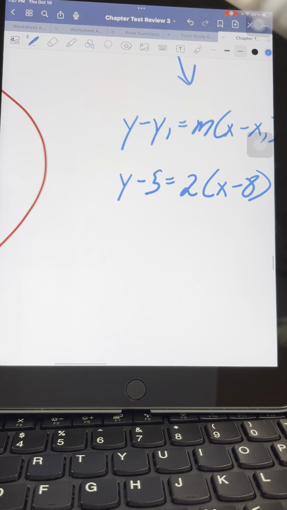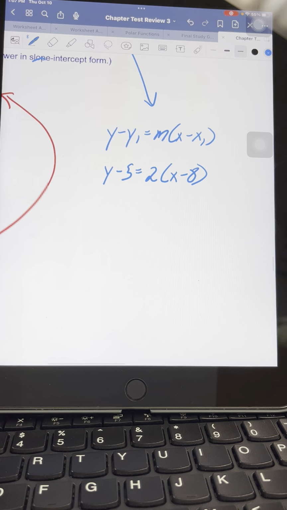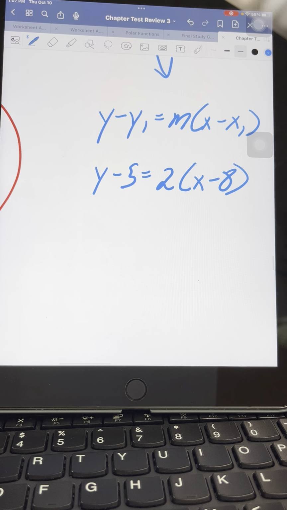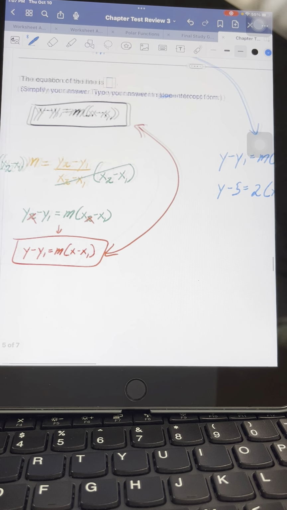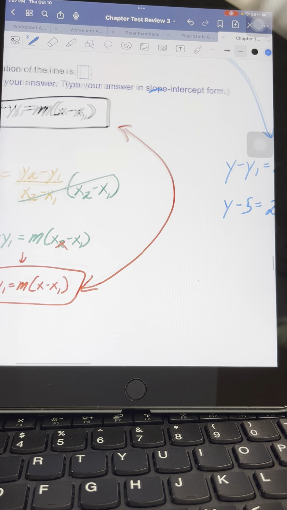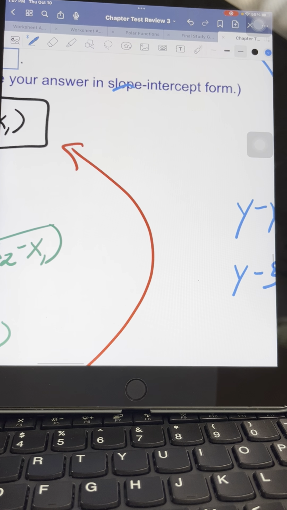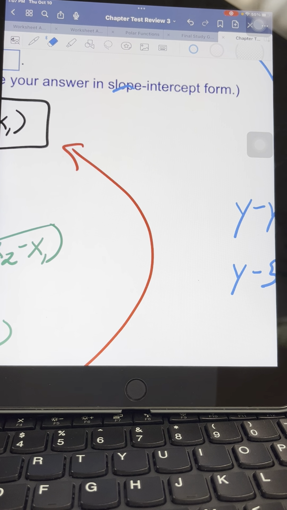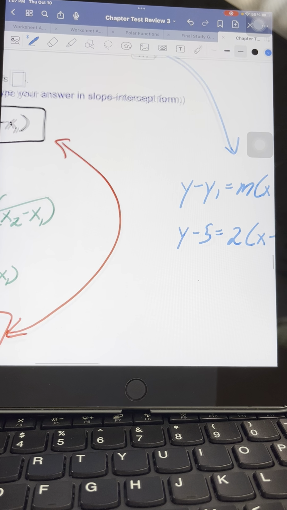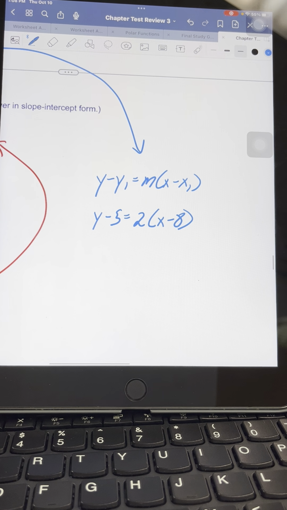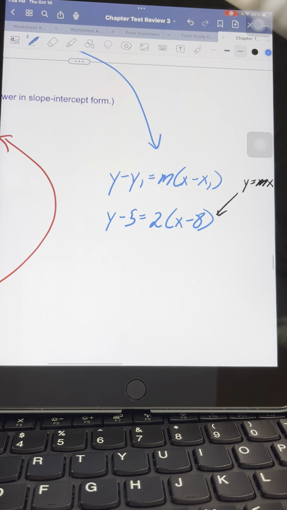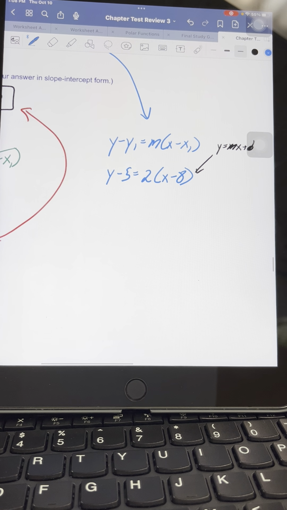But guys, please read your instructions. What do the instructions say? Simplify your answer. Type your answer in slope-intercept form. So it wants it in slope-intercept form. So we have to turn this into y equals mx plus b format. And the way we do that is by just solving it for y. Because we want to have it y equals something. So let's solve for this y.